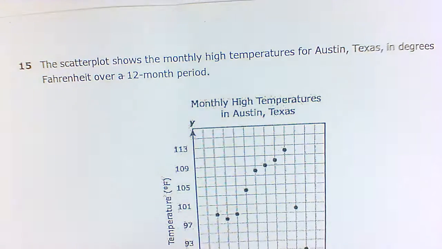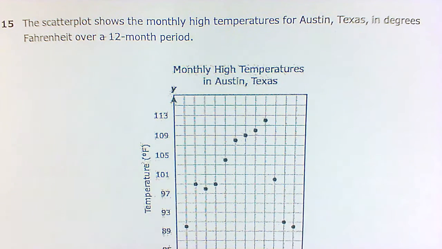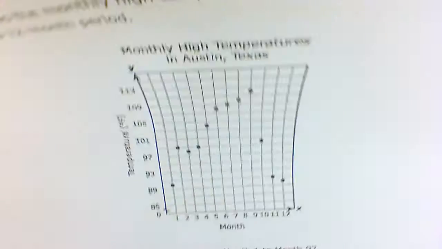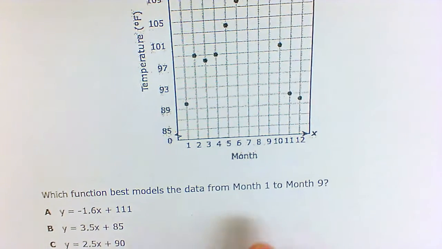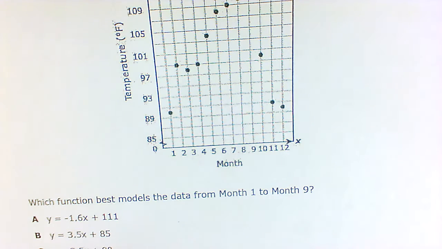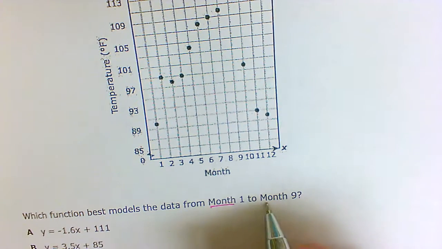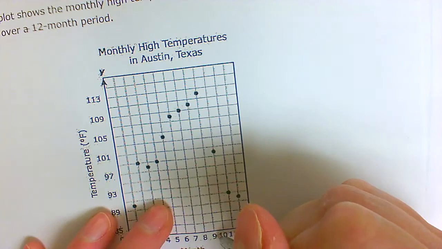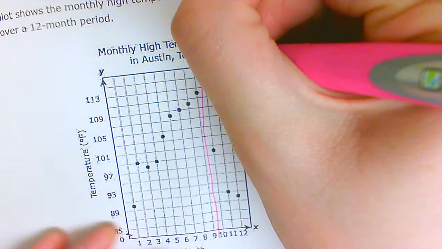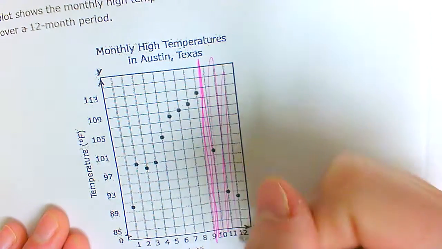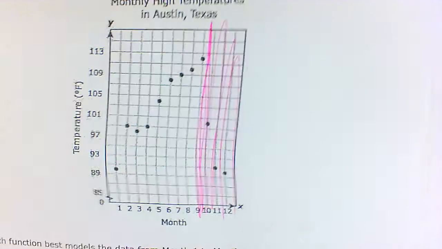Number 15. The scatter plot shows the monthly high temperatures in Austin, Texas in degrees Fahrenheit over a 12-month period. Which function best models the data from month 1 to month 9? So they gave me a scatter plot, and we only care about 1 to 9. So I'm actually going to draw in a line after that, because we do not care about the rest of this. We only care about these points.